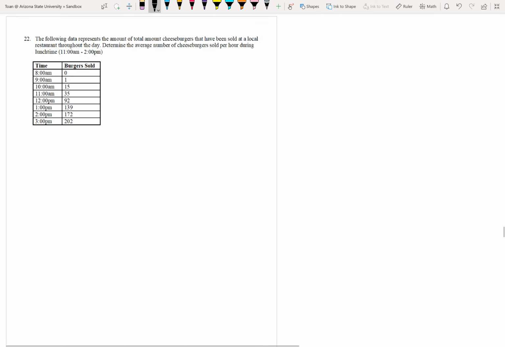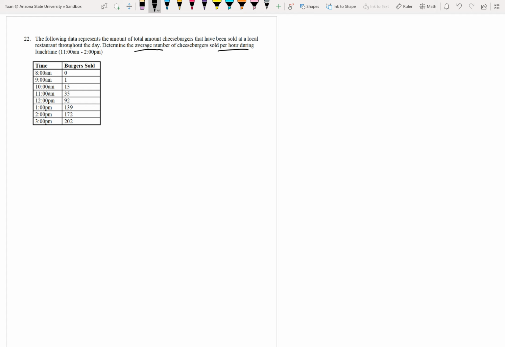Number 22 says the following data represents the total amount of cheeseburgers that have been sold at a local restaurant throughout the day. Determine the average number of cheeseburgers sold per hour during lunchtime, and they define lunchtime as from 11 a.m. to 2 p.m. So average number per hour, that is a keyword, that's code word for slope, average rate of change.